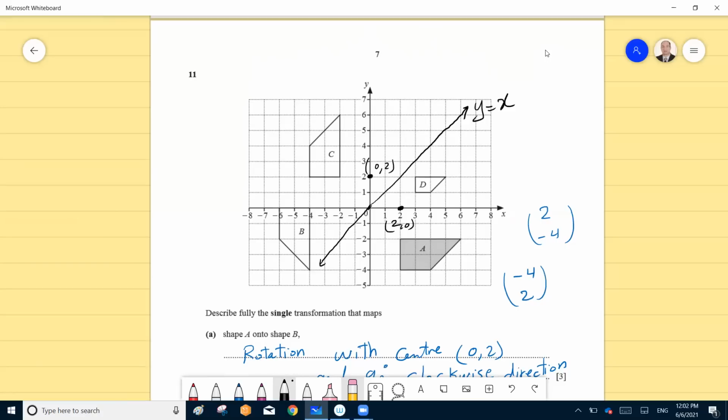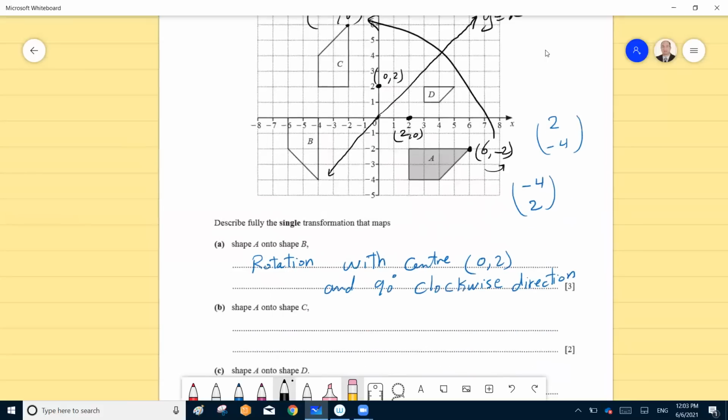The same, look at this point, for example. This point is (6, -2). The corresponding point here is (-2, 6). Look what happened: the x and y coordinates are switched. The x becomes y and the y becomes x here. So this is really a reflection in the line y equals x.